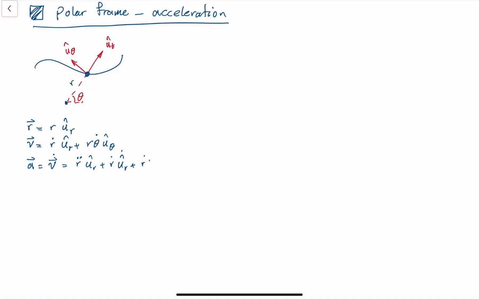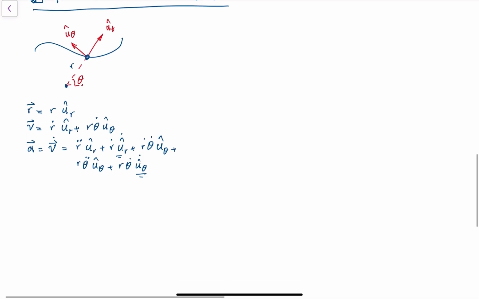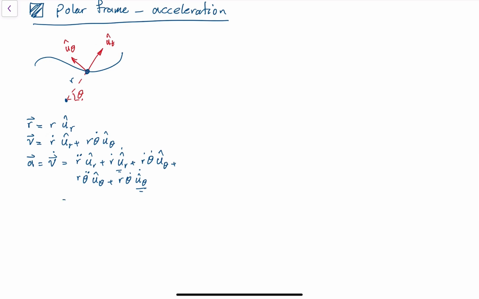You have r dot theta dot u_theta plus r theta double dot u_theta plus r theta dot u_theta dot. Okay, a few weird terms like this one, like that one. We can follow the same procedure as we had before. Ooh, down the road, some math, we can get to this equation.